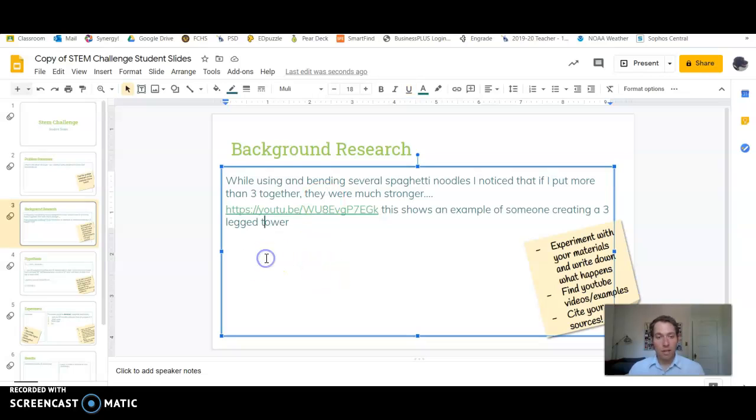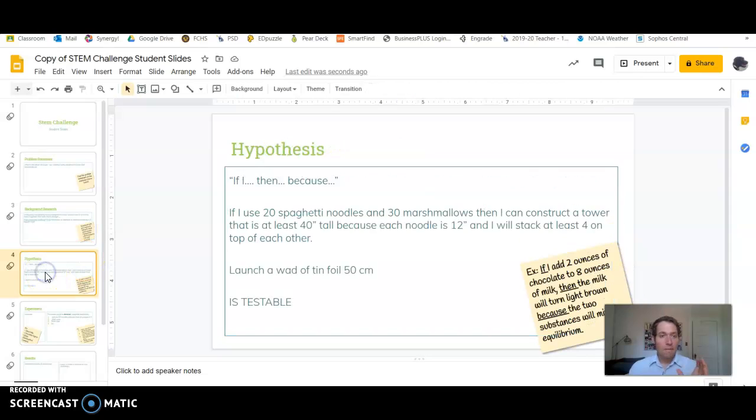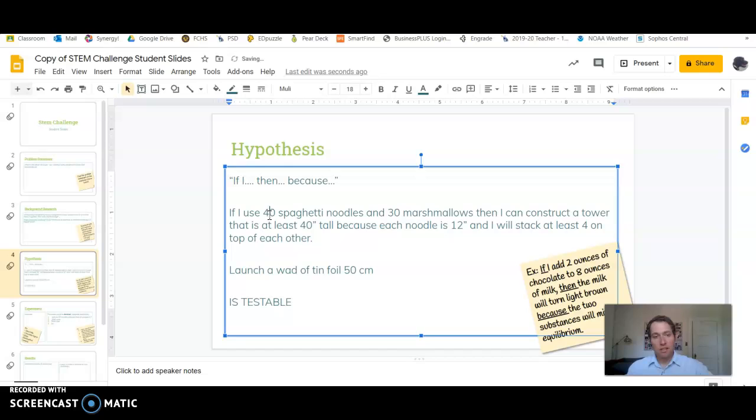Okay, so I probably would add another video or maybe a picture, or you think about shapes or what's stronger. All of that goes in background. Pictures too. Okay. Then you create your hypothesis. The example I gave in our synchronous was about chocolate milk. Here's an example that I just made up about the spaghetti noodle tower, right? If I use 20 spaghetti noodles, but this can change, right? If I use 40 spaghetti noodles, it's up to you, okay, and after your background research to make your hypothesis.